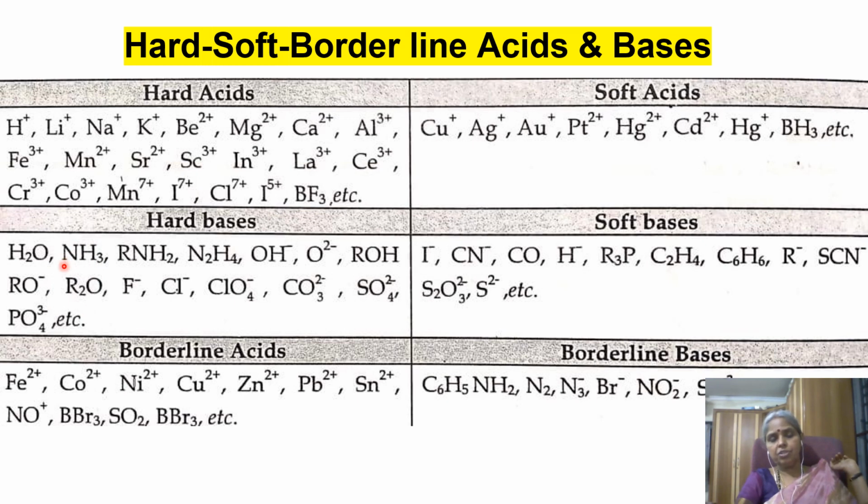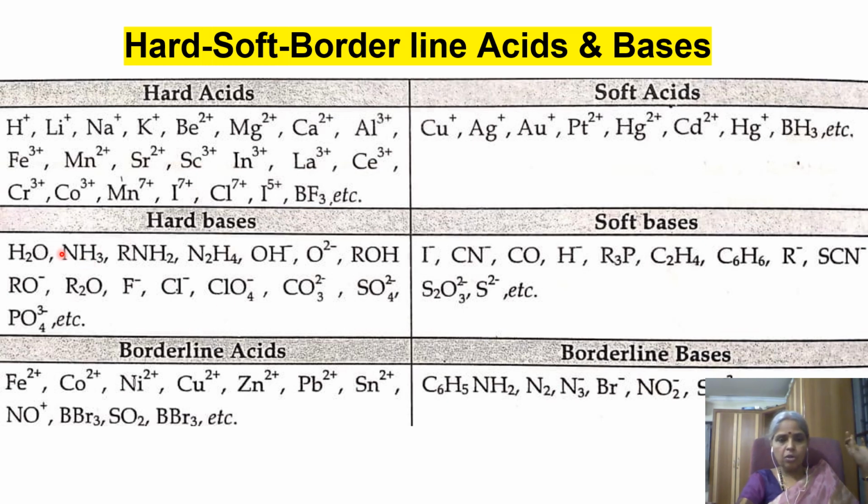Hard bases. Bases have to donate electrons. You can always see the base either has an oxygen or a nitrogen. You can see here oxygen, nitrogen, and fluorine. Chlorine is also borderline. Chloride is borderline. Fluoride is hard. So if the donor is an oxygen or a nitrogen or a fluoride, all such bases are hard bases.